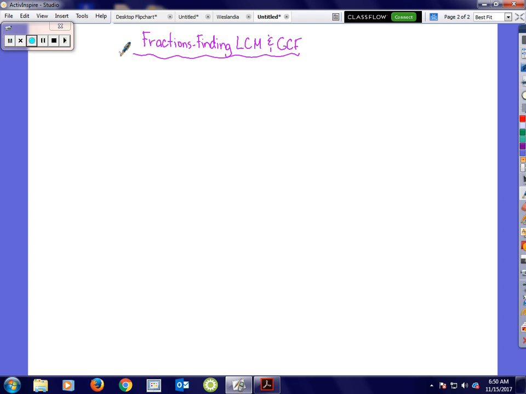So the first thing we're going to do is talk about the greatest common factors. So let's talk about what a factor is. Hopefully you remember in warm-ups at the beginning of the year we were finding factors of different numbers. So the factors are numbers that you can multiply together to get the product. So write that down.